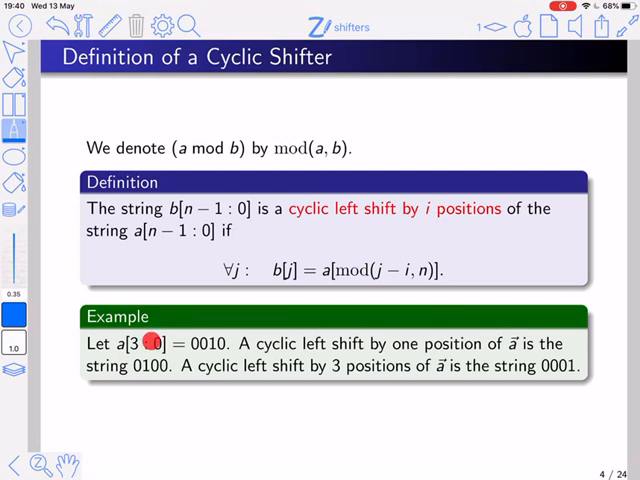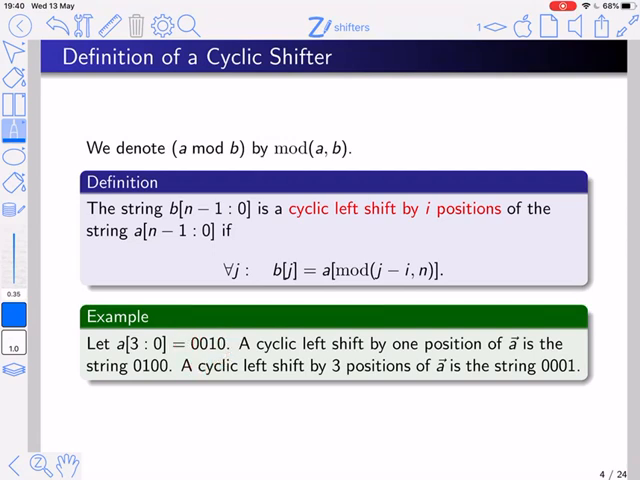Let's see an example. If A is the string 0, 0, 1, 0, and this 0 is the least significant bit, and this 0 is the most significant bit. And now we want to perform a cyclic left shift by 1 position to the left. Then you take A and you move all the bits of A to the left. So this 0 moves 1 position to the left. This 1 moves 1 position to the left. This 0 moves 1 position to the left, and this 0 is not lost, it is moved to the first position.